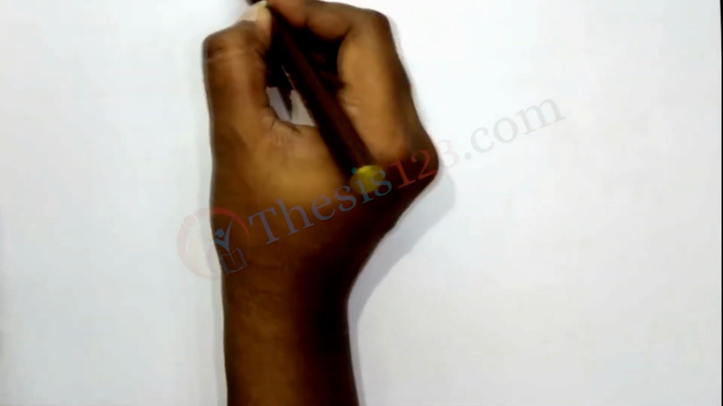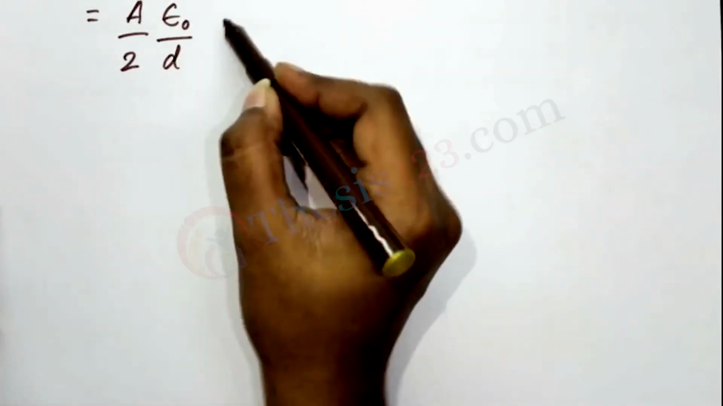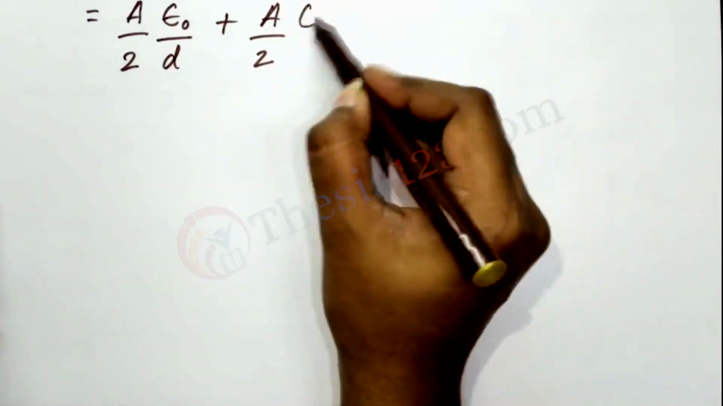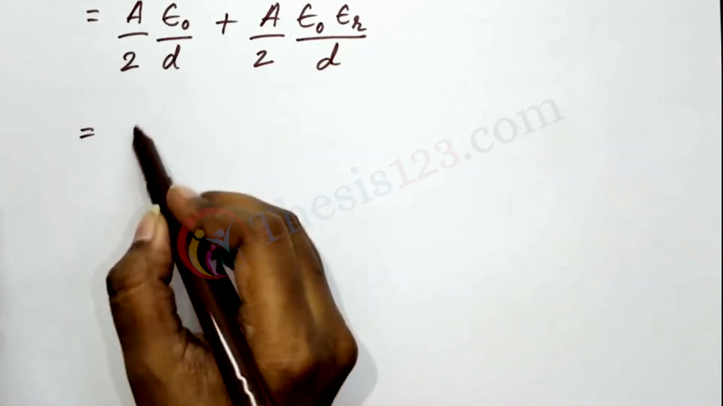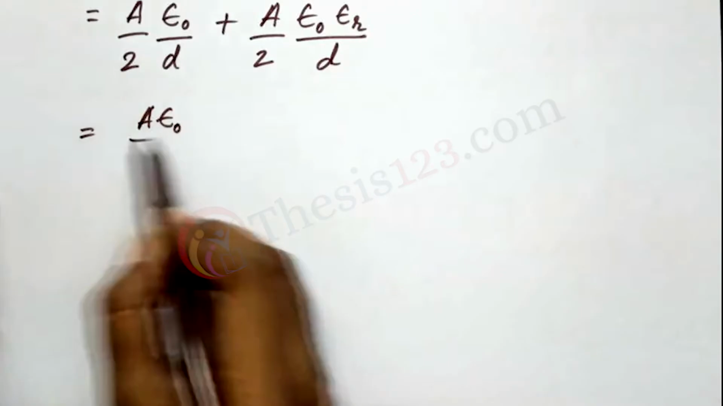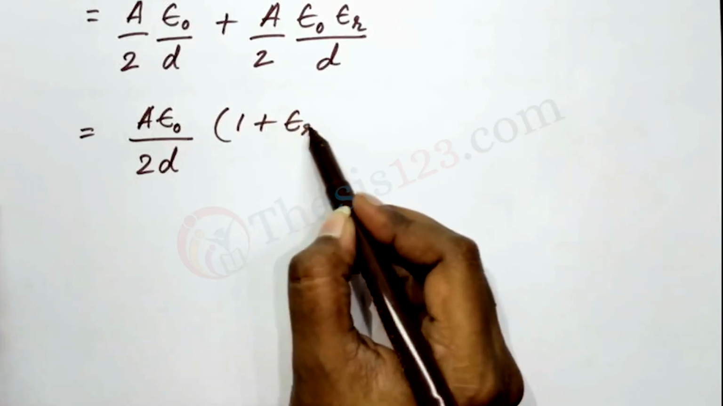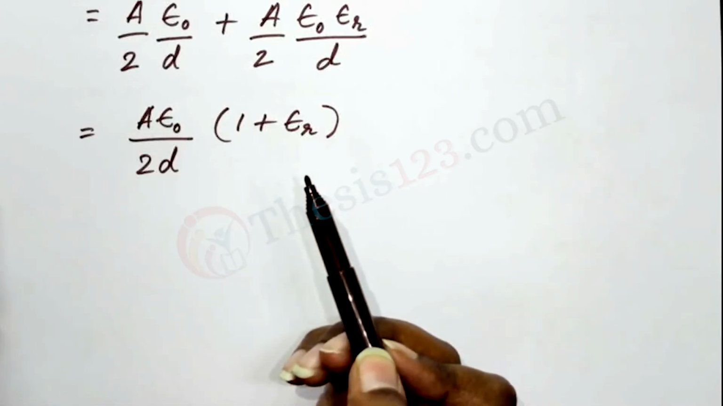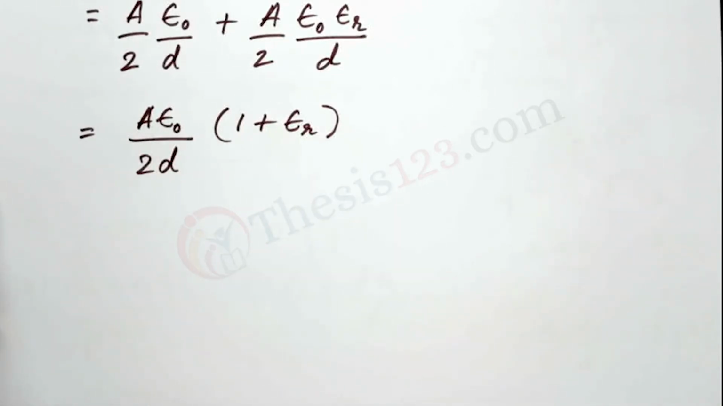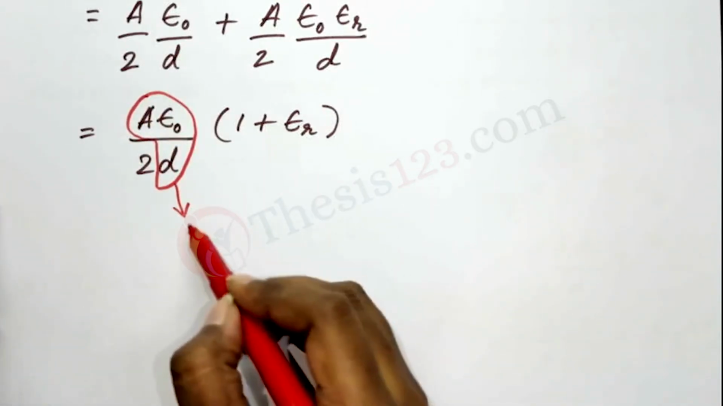So far we have C equivalent, which is C1 plus C2, and we have noted that down as A by 2 epsilon naught by D plus A by 2 epsilon naught epsilon r by D. Now what can we take common here? We can take A epsilon naught by 2D common and we are left with 1 plus epsilon r. Is that right? Now what is A epsilon naught by D? We have noted this down in the very beginning. A epsilon naught by D is C naught.